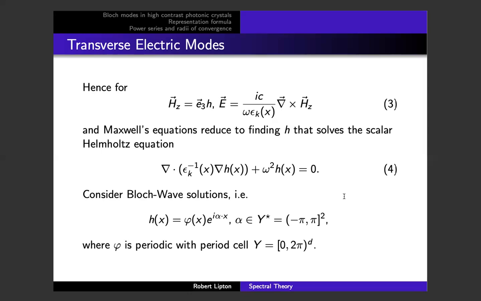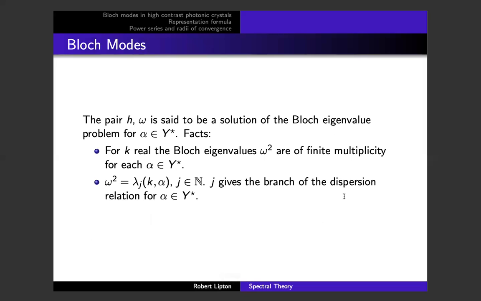Because you can introduce a defect into a material, at a certain frequency within the band gap, and all kinds of fun things can happen. You can have long wave propagation of signals. There are many technological things you can do. So just to summarize, the pair H, omega is said to be a solution of the Bloch eigenvalue problem for alpha in the first Brillouin zone.